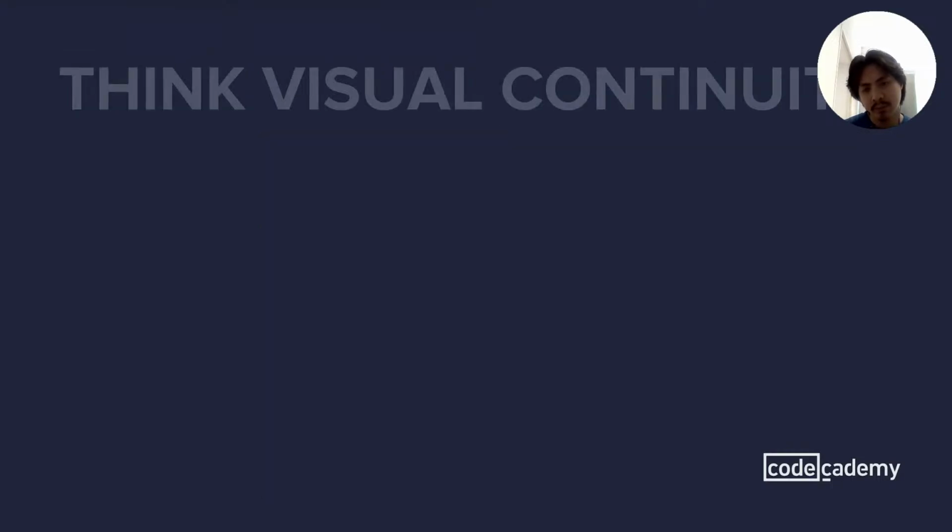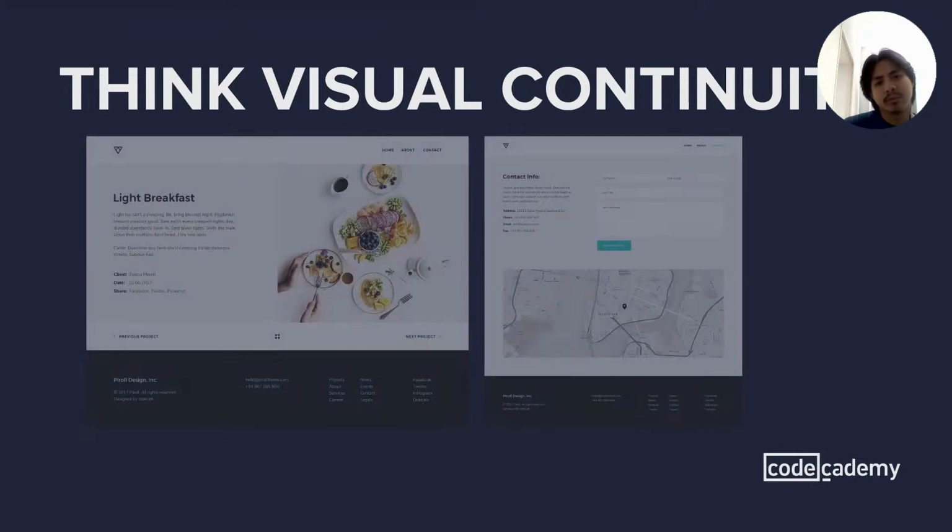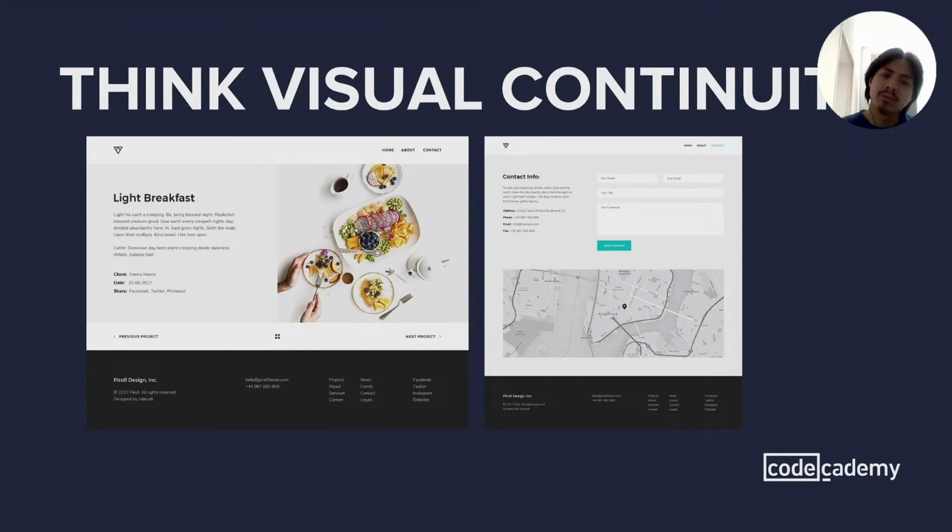As we move through our design process, we think visual continuity. Good web design has a sense of visual cohesion and visual continuity. We can achieve this through color, type, and through adding similar sections to our site. We keep this in mind as we build our CSS.